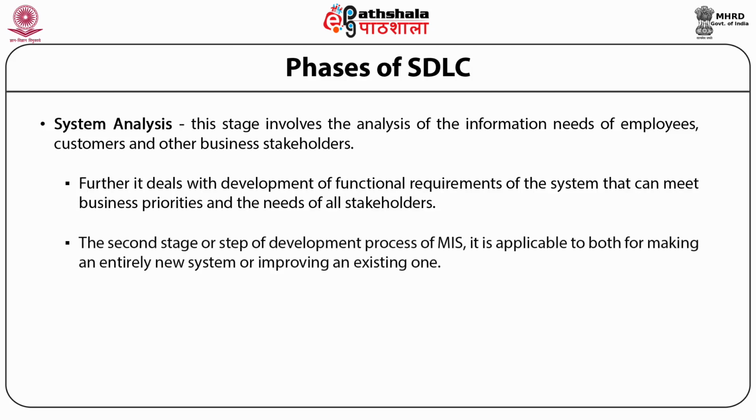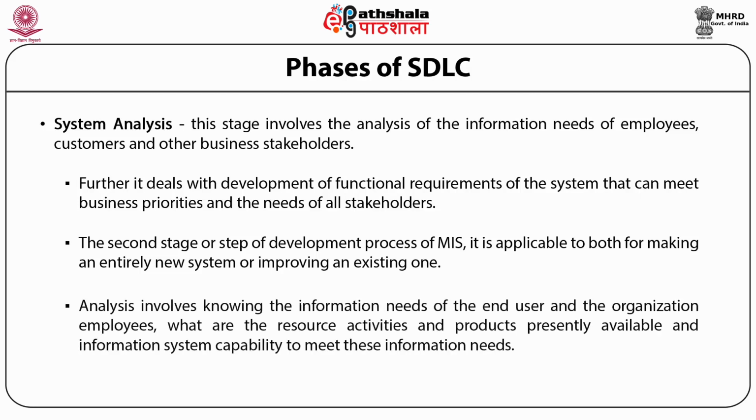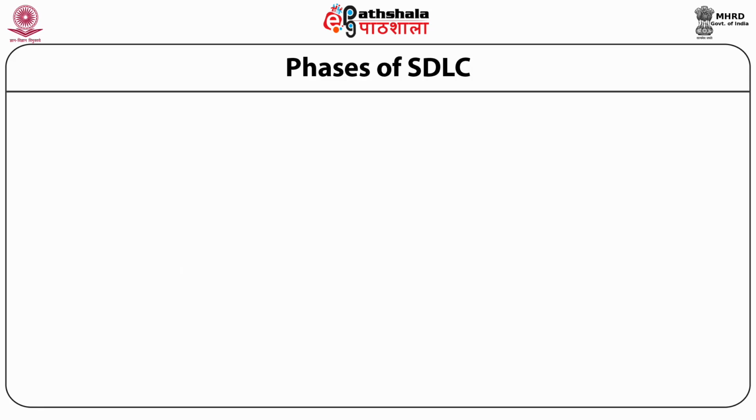The second stage, or step, of the development process of MIS is applicable both to making an entirely new system or improving an existing one. Analysis involves knowing the information needs of the end user and the organizational employees, what the resource activities and products presently available are, and the information system's capability to meet the information needs.